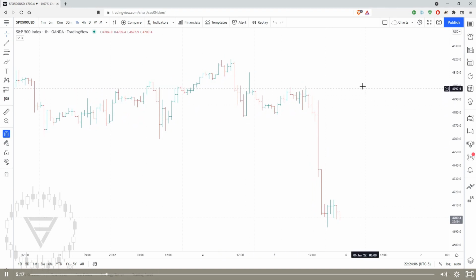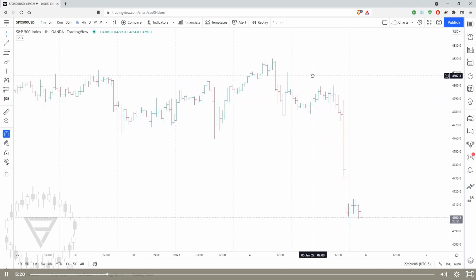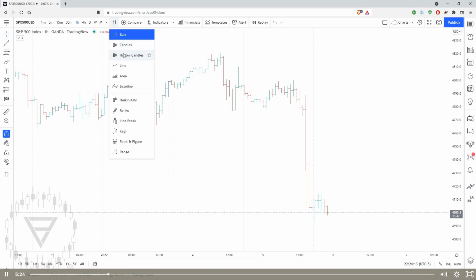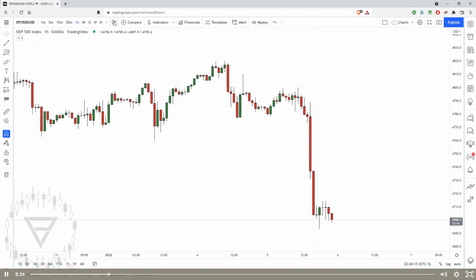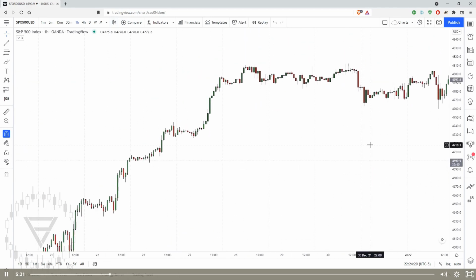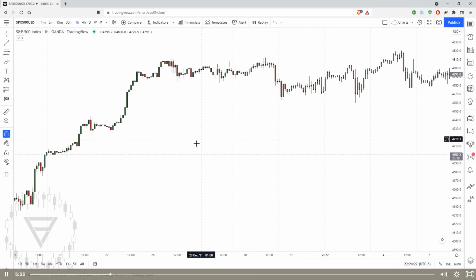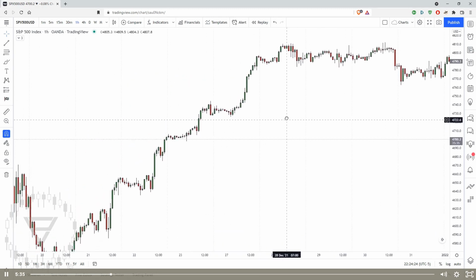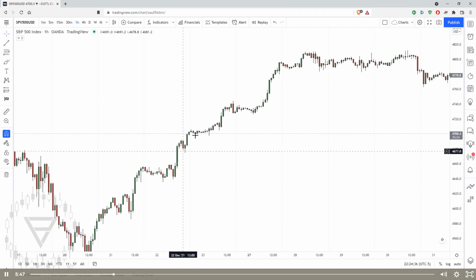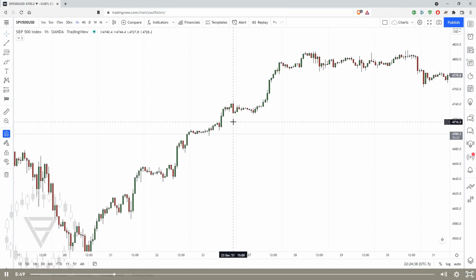So this is again bar charts, favored more by old school traders. And then finally we have candlesticks, which is what most of us are used to using. This is the most popular type of chart that we have. And again, for all the examples and purposes of this course, we're going to use time-based candlestick charts, because you can use candlestick charts based on volume.